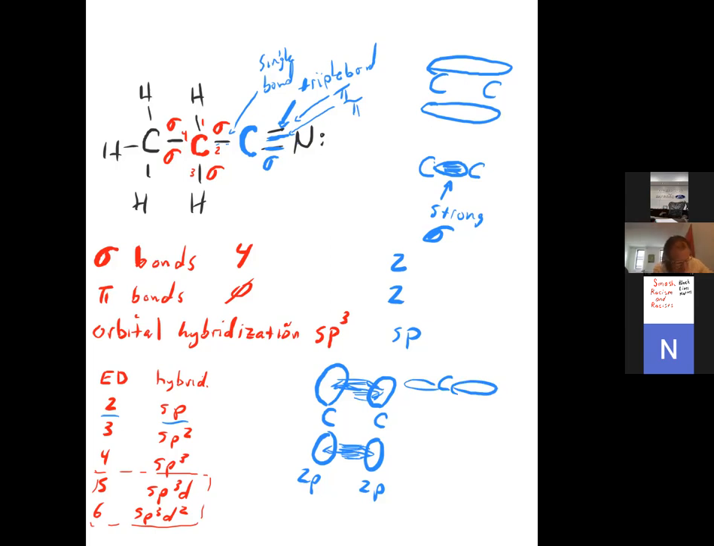Oops, sorry, let me erase that. There we go. If they're pointing directly at each other, there's a lot of overlap. So that one's going to be strong. So for that reason, this will be a strong bond. This will be a strong bond. This will be a strong bond. But these other ones, these pi bonds, are going to be weaker. Okay, so that's the first type of problem you have to do.